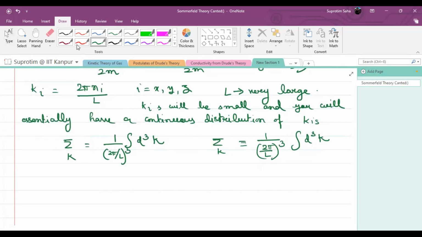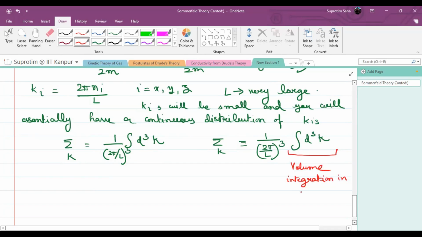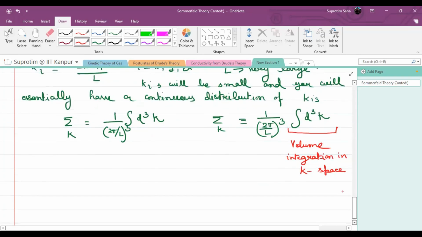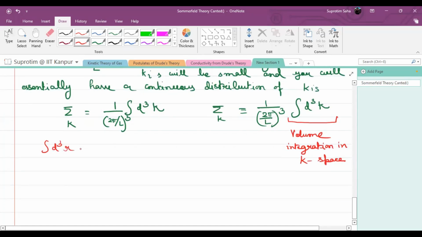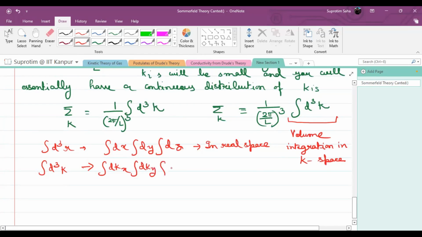And this is your volume integration in K space. What we are familiar with is d cubed R, which is dx times dy times dz. Similarly, this is in real space. Now d cubed K is dkx, dky, and dkz. So this is your volume integration in K space.